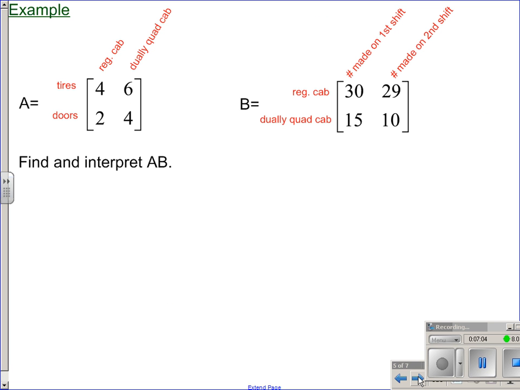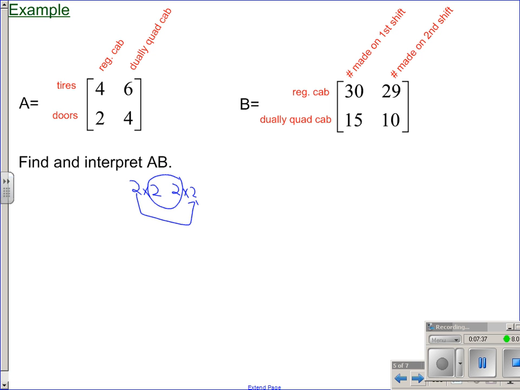All right, so back to this example. Find and interpret A times B. So in that first video, you really did matrix multiplication. And after we get through doing just the plain old multiplication of this, you'll see that you're getting some of the same numbers. So first off, can we multiply A times B? A is a 2 by 2. Matrix B is also a 2 by 2. Inner dimensions are the same. Our answer is going to be a 2 by 2 matrix.